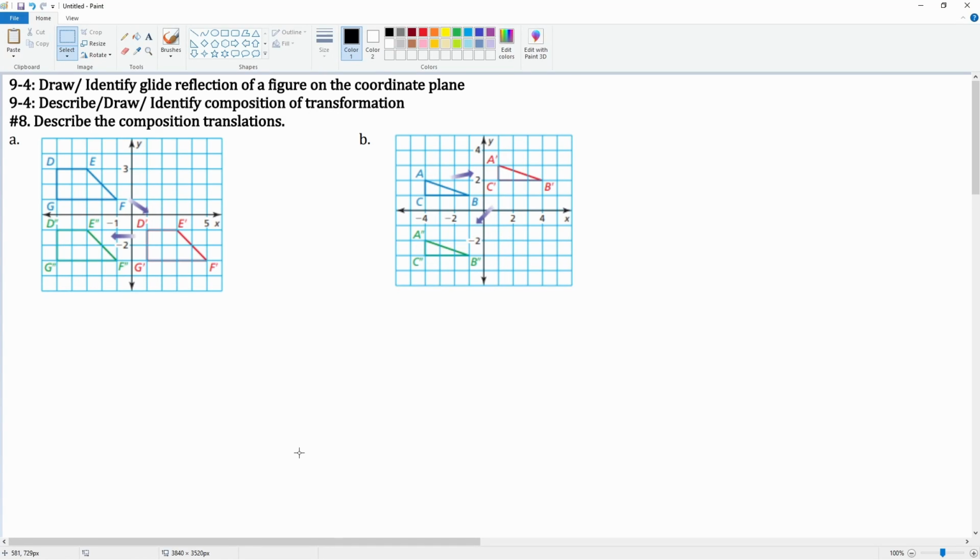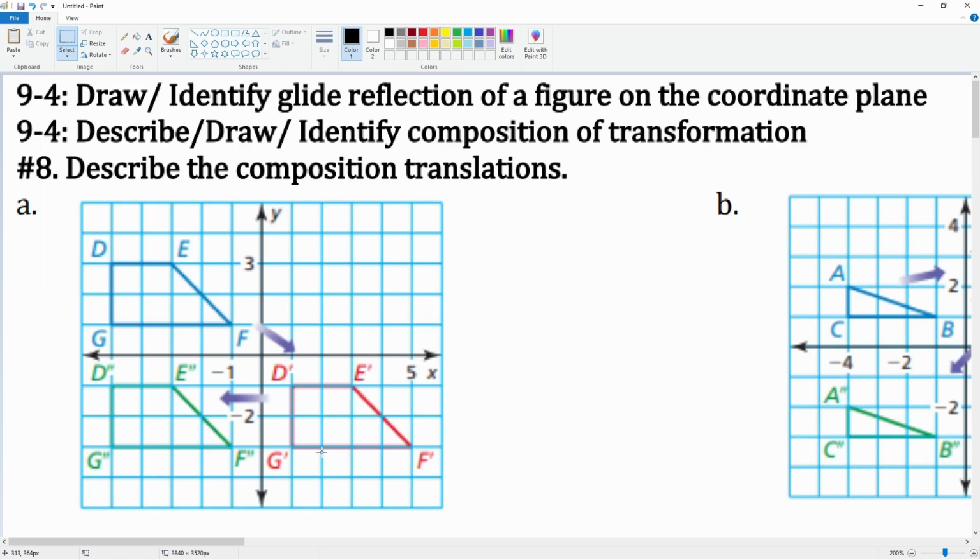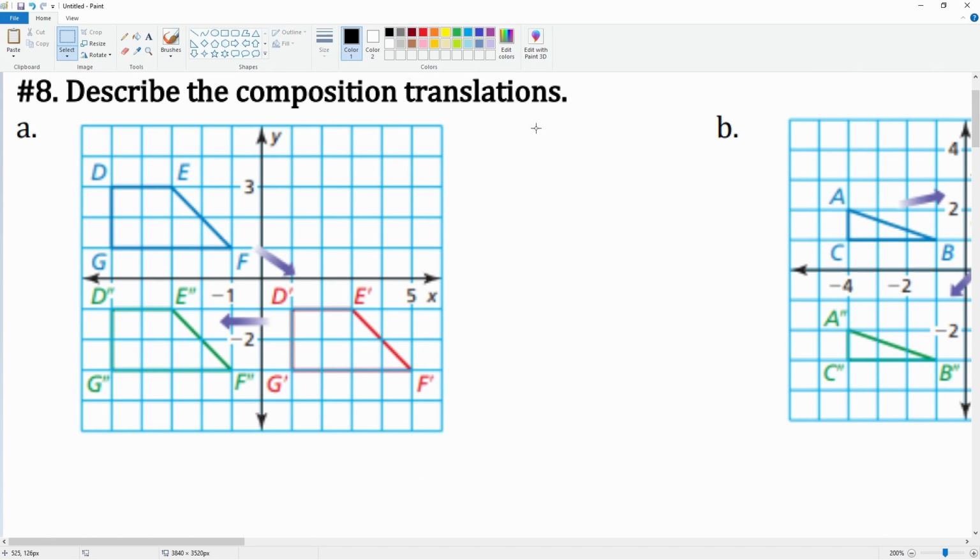This is 9-4. It is referring to the composite transformations. So for 8, both questions ask us to just describe the composite translations. All right, so take a look here. These are all translations because it says translations here. So it originally starts with the blue because you see how it's just the letters. Then it goes to the primes.